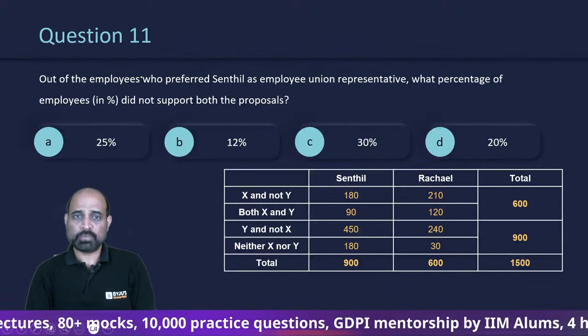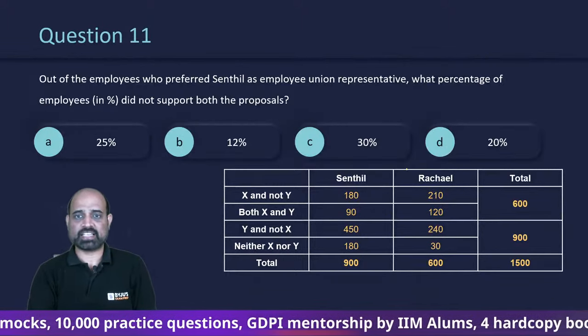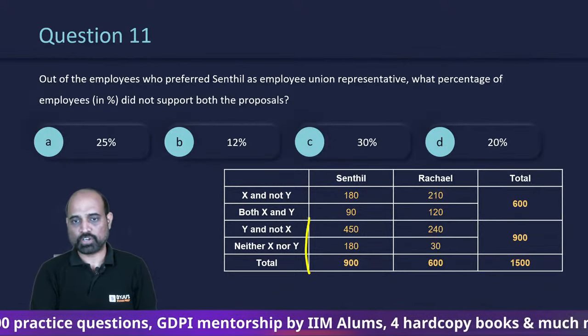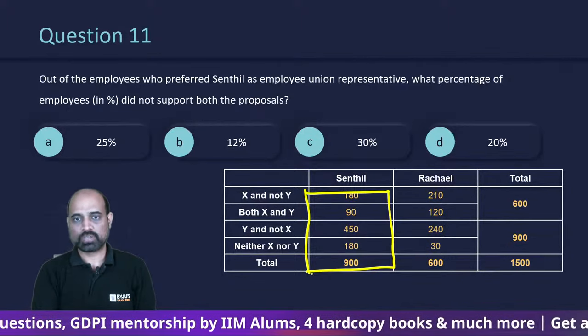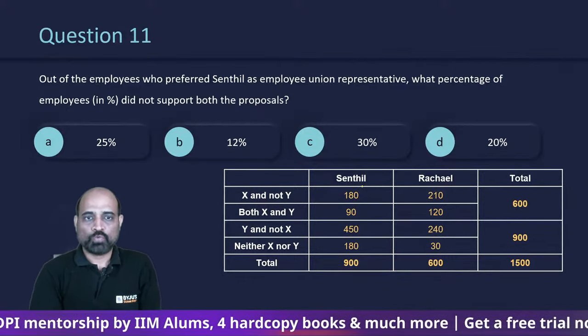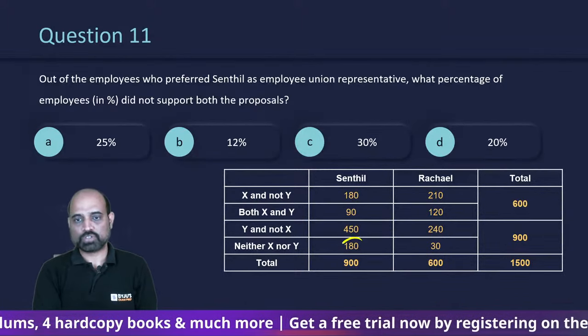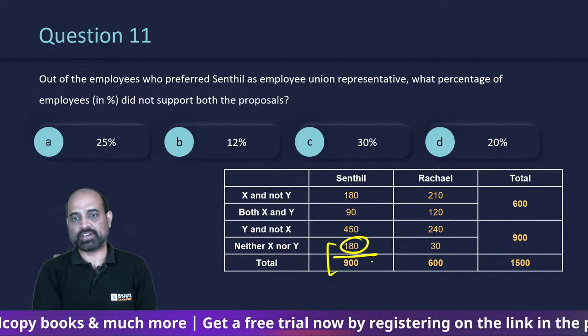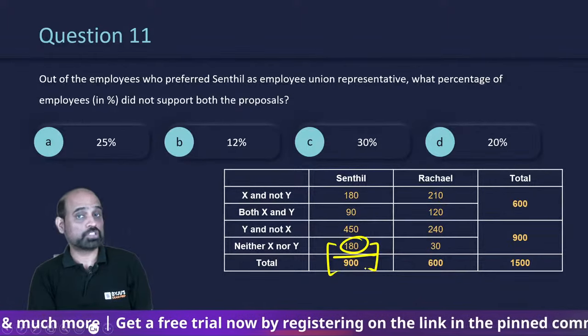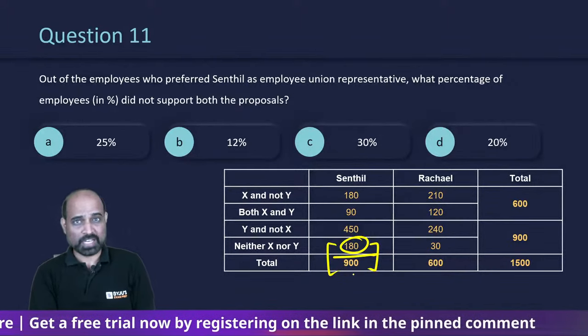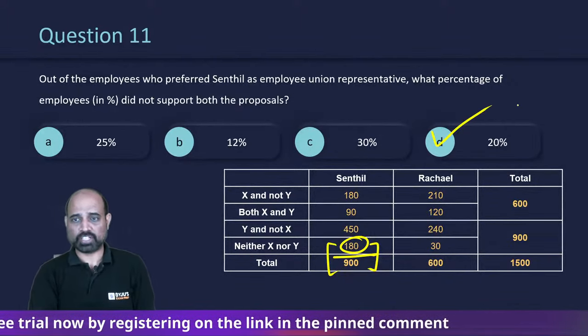Next, out of the employees who preferred Senthil as employee union representative, so we are talking about this block. What percentage of employees did not support both the proposals? So we are saying 180 out of 900. These are the people who did not support both. So this is 1/5, isn't it? 1/5 कितना होता है? 20%?